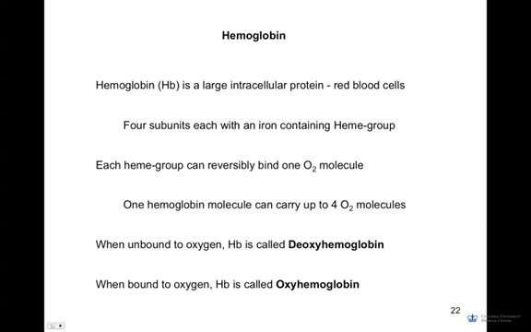Okay. So then in one hemoglobin molecule, with 4 heme groups, you can carry up to 4 molecules of oxygen. And when a hemoglobin protein is carrying 4 molecules of oxygen, we describe that hemoglobin as being saturated. When hemoglobin is not bound to oxygen, we call it deoxyhemoglobin or deoxygenated hemoglobin. And when hemoglobin is bound to oxygen, we call it oxyhemoglobin or oxygenated hemoglobin.